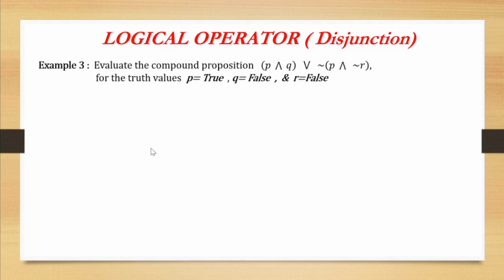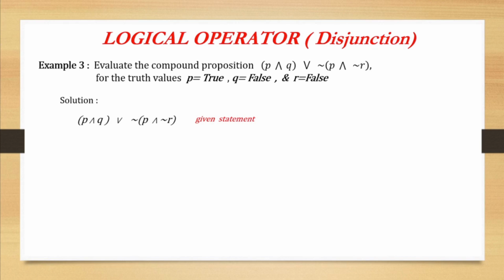Example number 3. Evaluate the compound proposition, the quantity of P and Q, or the negation of the quantity P and negation R, for the truth values P is equal to true, Q is equal to false, and R is equal to false. Okay, the solution. We have to write the given statement, the quantity of P and Q, or the negation of the quantity P and negation R.